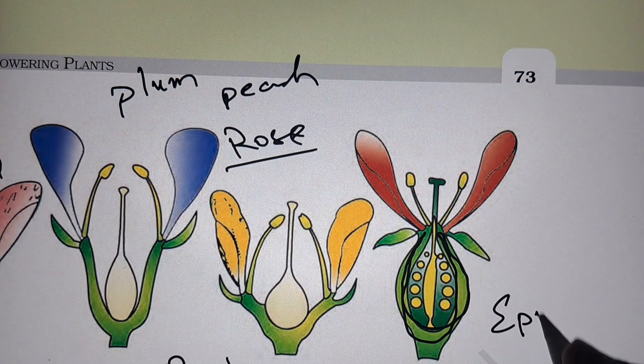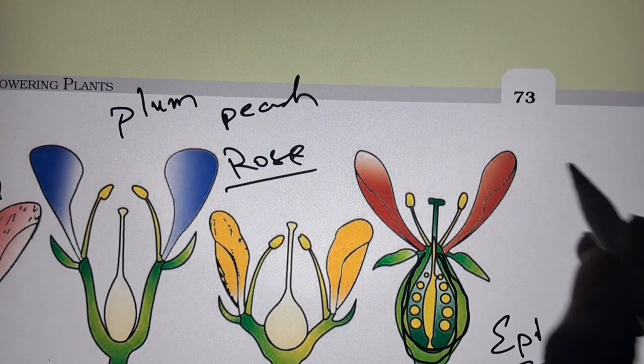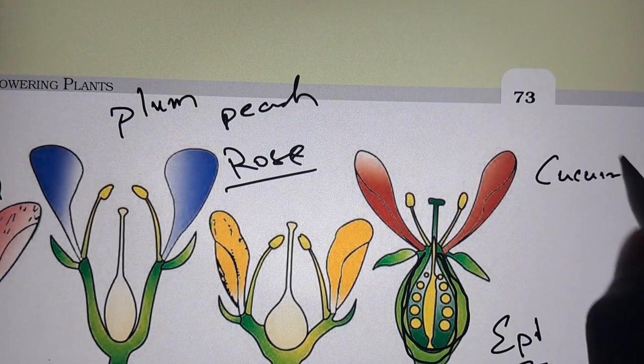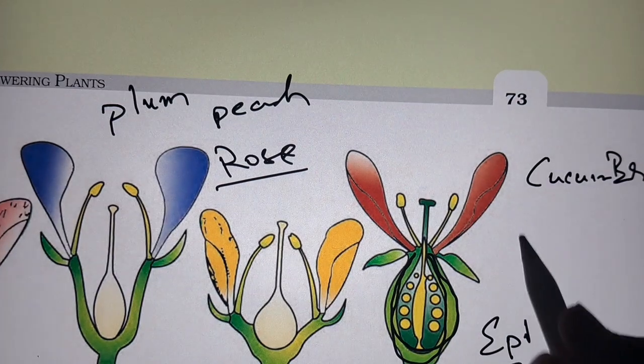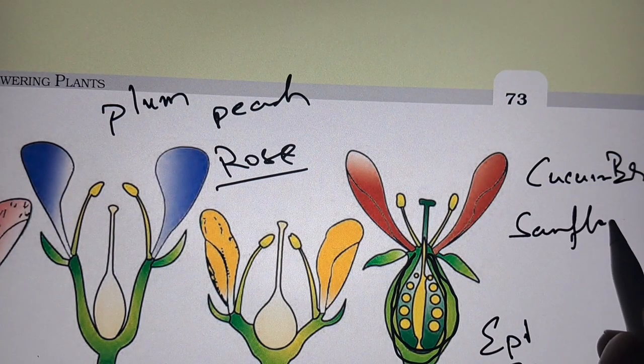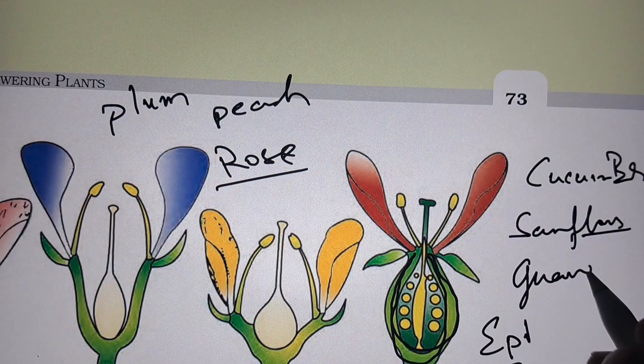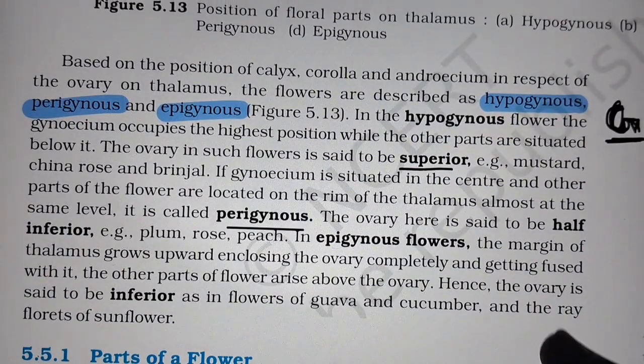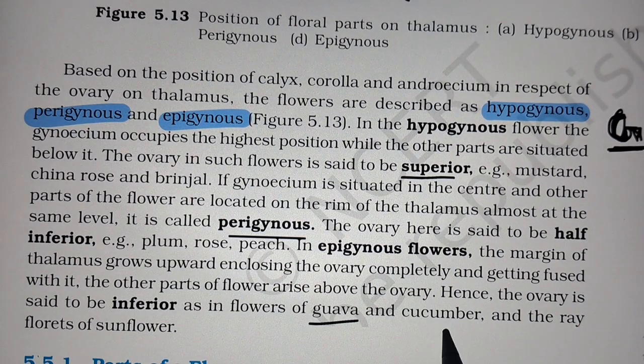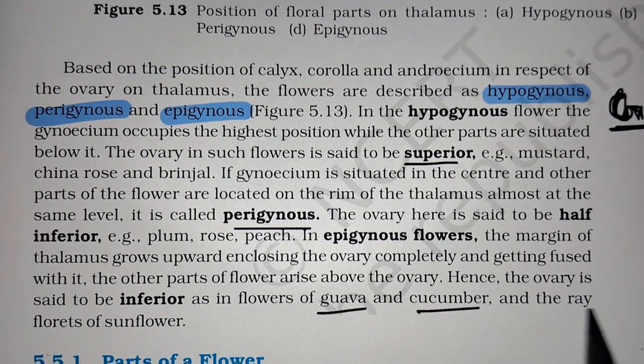This is epigynous, and the examples are cucumber, sunflower, and guava. Yeah, you can see here. Flowers of guava, cucumber, and ray florets of sunflower. The examples of these are very much important.